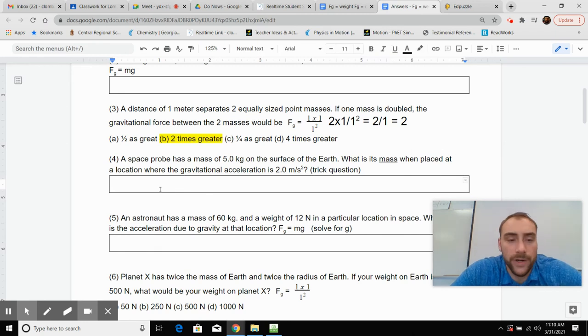So number 4, a space probe has a mass of 5 kilograms on the surface of the Earth. What is its mass? I underline that specifically here, when placed at a location where the gravitational acceleration is 2 meters per second squared. I even highlighted it, said trick question. Why? Well, like we said before, right in the beginning, mass doesn't change. The mass does not change.